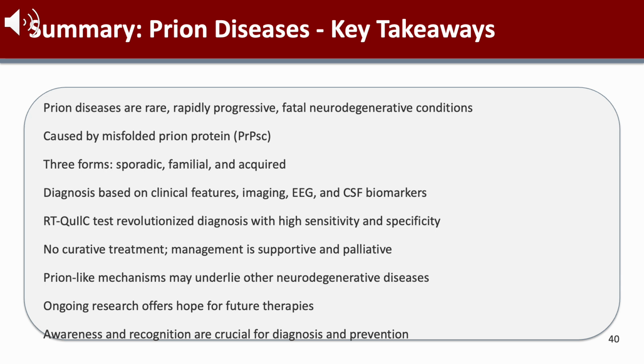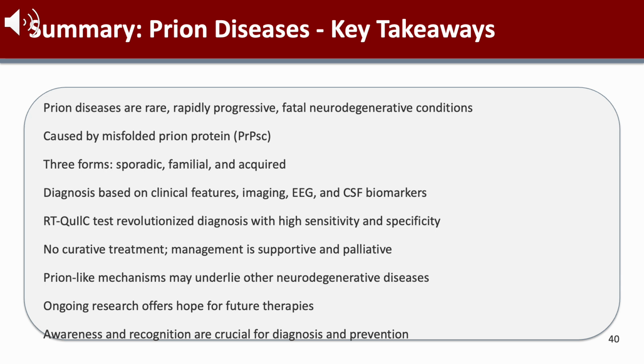In summary, prion diseases represent a unique class of rapidly progressive, fatal neurodegenerative conditions caused by misfolded prion protein. They occur in three forms: sporadic, familial, and acquired. The diagnosis is based on the combination of clinical features, neuroimaging findings, electroencephalographic abnormalities, and cerebrospinal fluid biomarkers. The recent development of the RT-QuIC test has revolutionized diagnosis by providing a highly sensitive and specific test for misfolded prion protein. Currently, there is no curative treatment, and management focuses on symptomatic relief and palliative care.